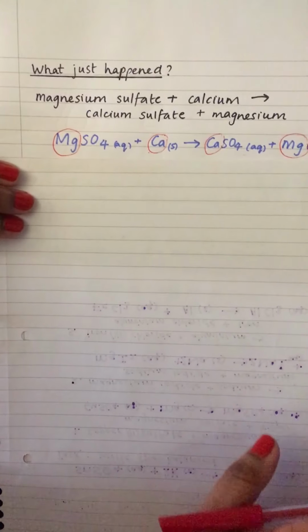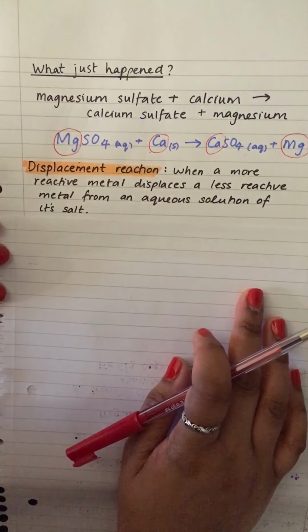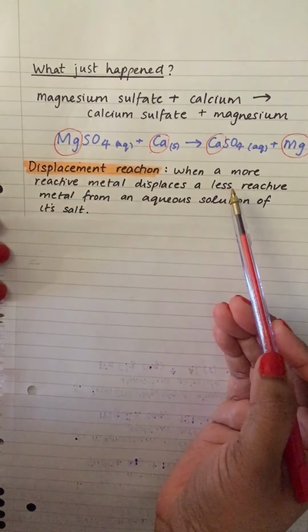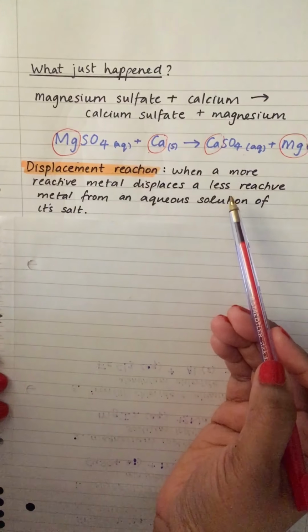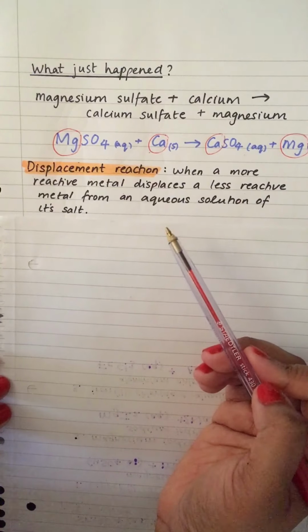Now we call these kind of reactions displacement reactions. So this is a really important definition for us to know. It's when a more reactive metal displaces a less reactive metal from an aqueous solution of its salt.